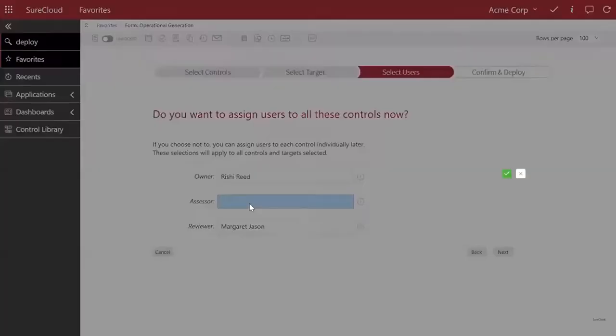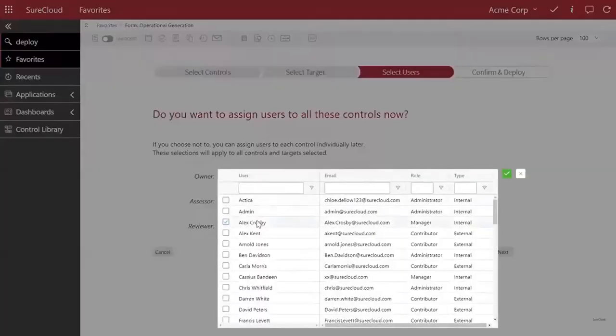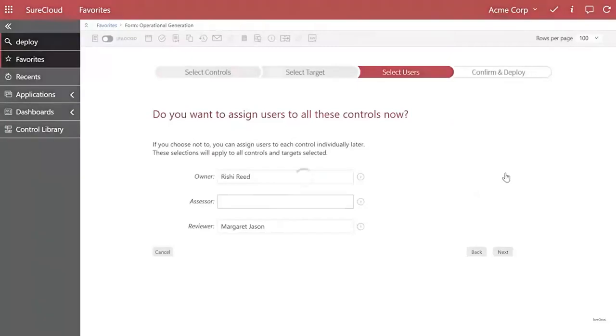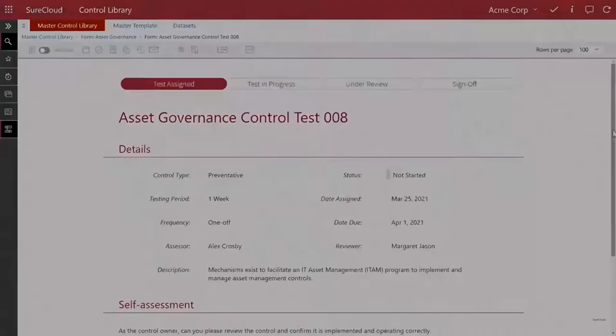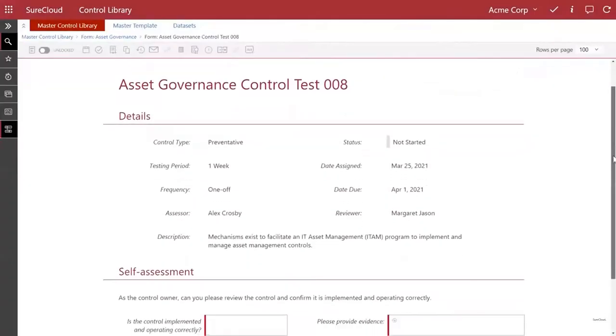Rishi can edit the control template to provide specificity and insight into how this control is implemented in his area of the business. He can also set a testing schedule and assign a control tester, like Alex, for self-assessment, design testing, and operational effectiveness testing. Alex gets emails when it's time to test a control.